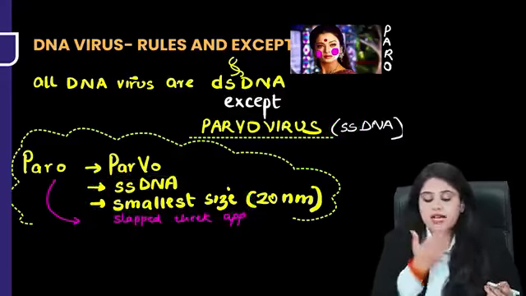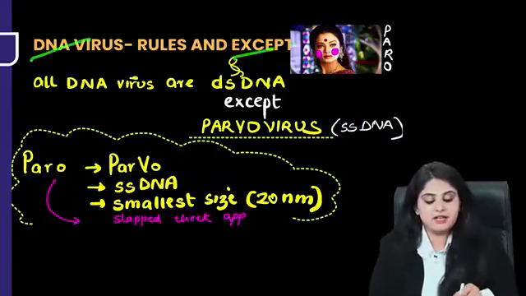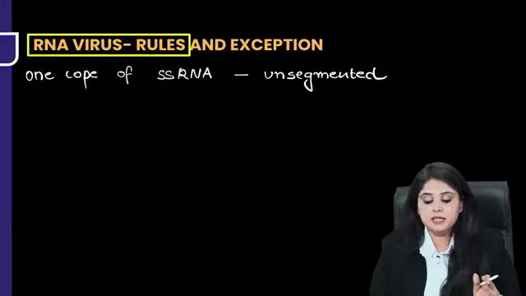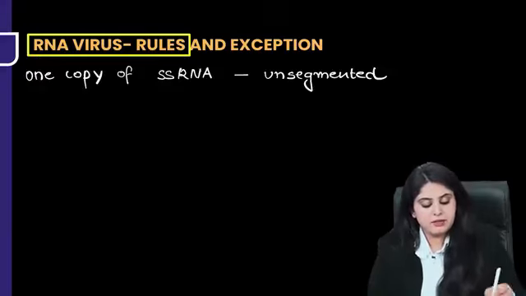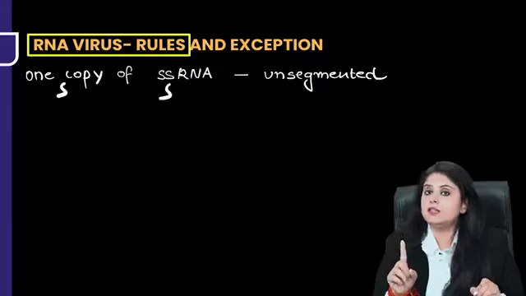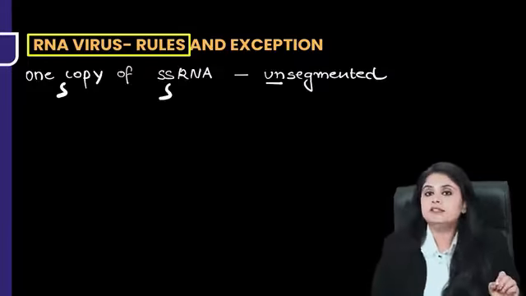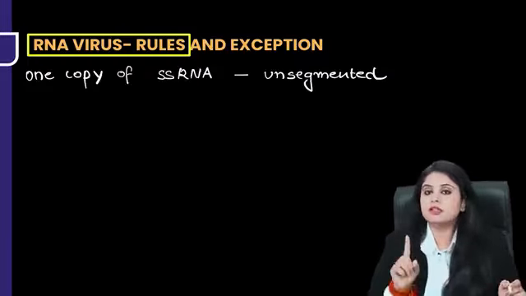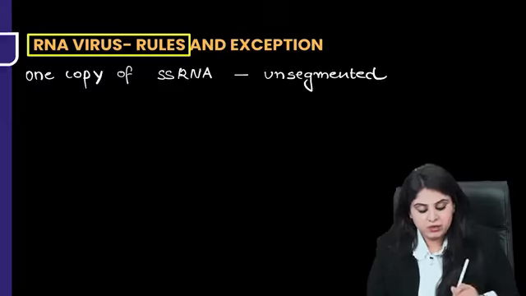So reddish color rash, slapped cheek appearance is also seen with parvovirus, a DNA virus, and exceptions are done. Similarly, you are going to have RNA virus. So first, let me tell you the rule. The RNA virus rule is that there will be a single copy of single-stranded RNA. So one copy, one strand, and it does not have any segments. It is unsegmented. So single copy, single strand, no segments, except is what I want to tell you.